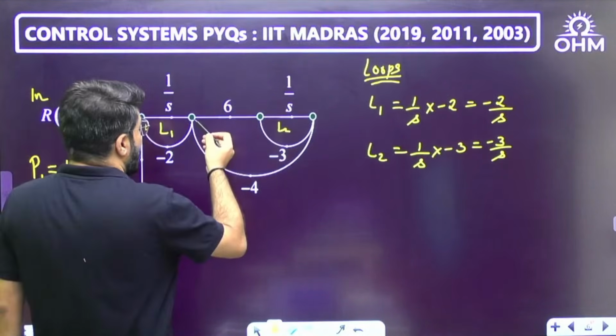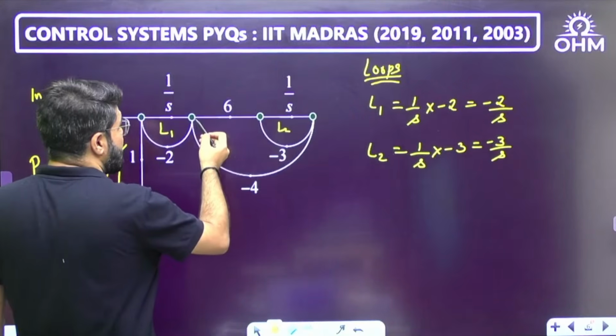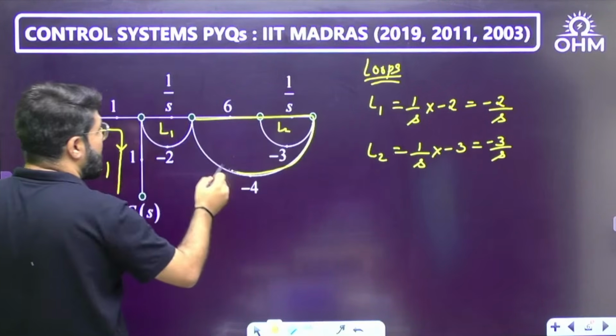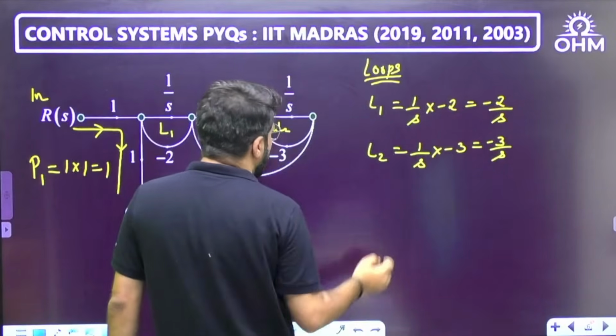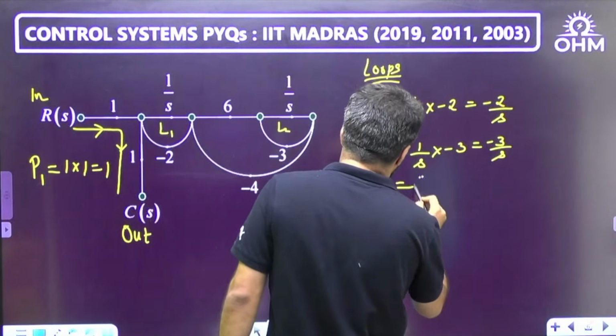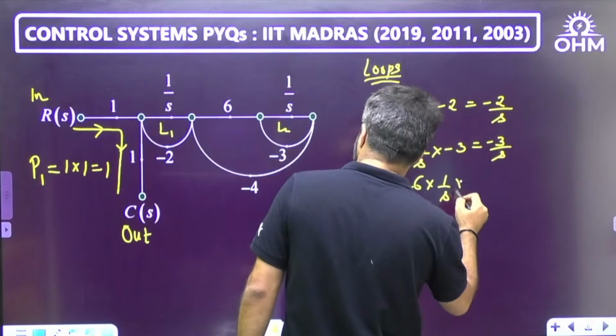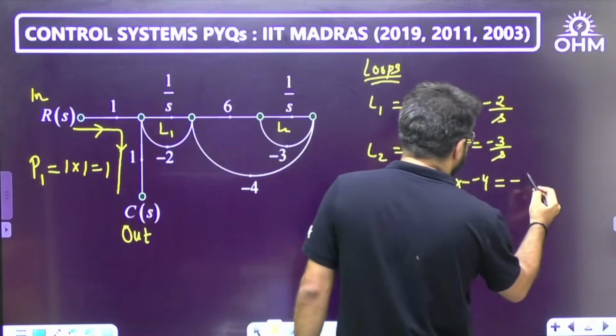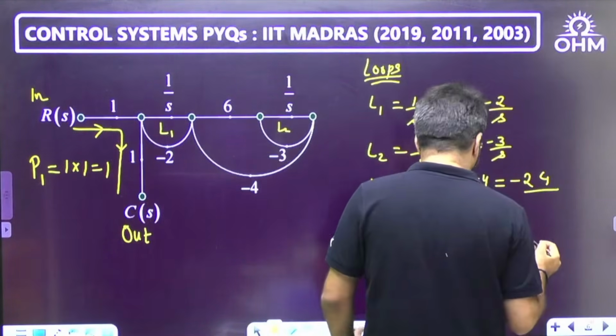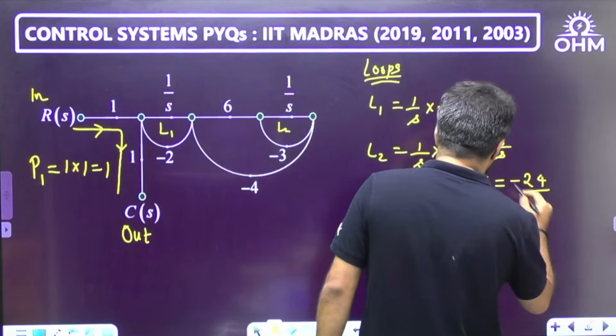Right, now the third loop that you are able to see here is 6 and 1 by S and minus 4. This will be your loop number 3. 6 into 1 by S is multiplied by minus 4. This becomes minus 24 divided by S.